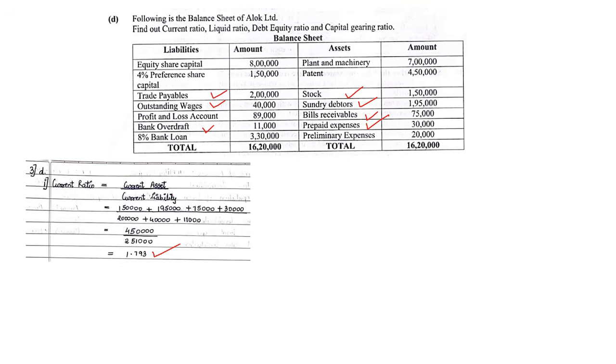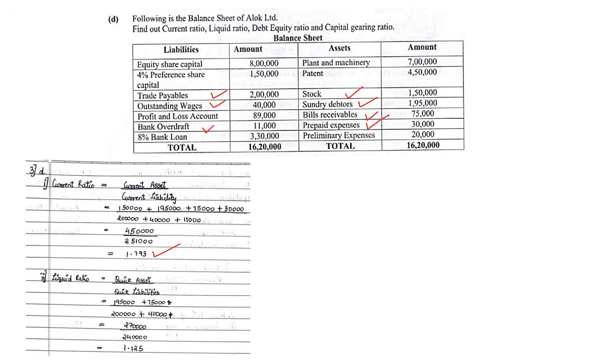Next is liquid ratio, that is quick assets upon quick liability. Okay, so very simple. In quick asset, you only have debtors and bill receivable. You do not add stock and prepaid. And under quick liability, other than bank overdraft, the other 2 things. So we have trade payable and outstanding. So again, we add up, we divide, we get the answer as 1.125.